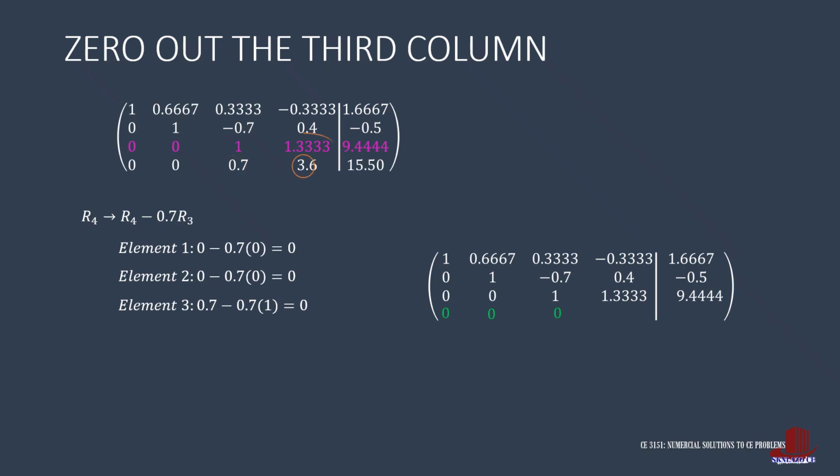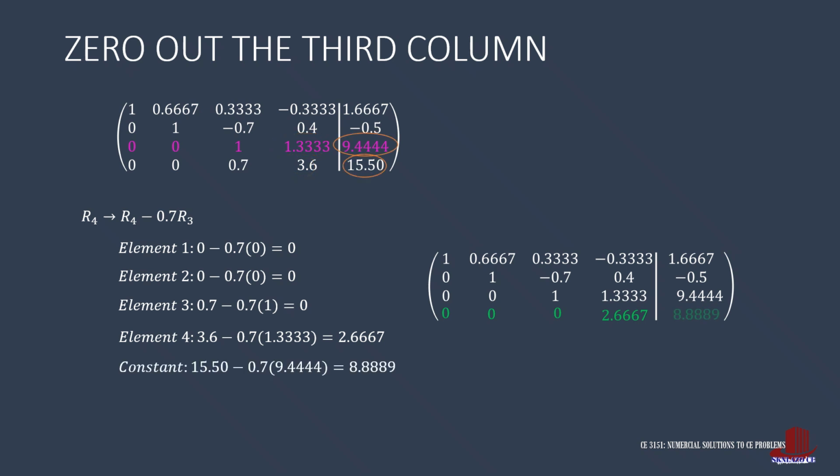The third element has 0.7 less 0.7 of 1, which is now 0. Then 3.6 less 0.7 of 1 and 1/3 gives 2 and 2/3. Then the last element has 15.5 minus 0.7 of 9 and 4/9, resulting to 8.8889 rounded off.